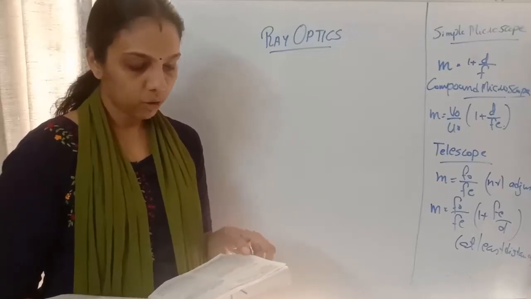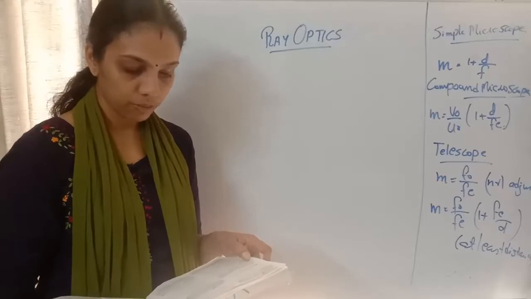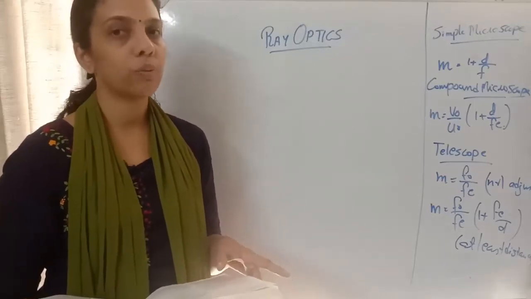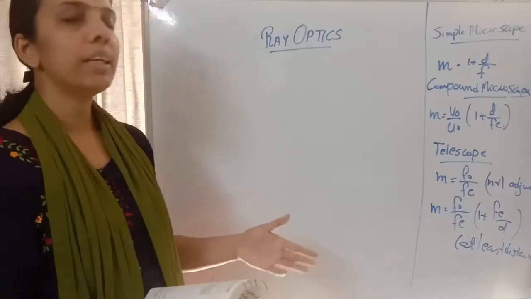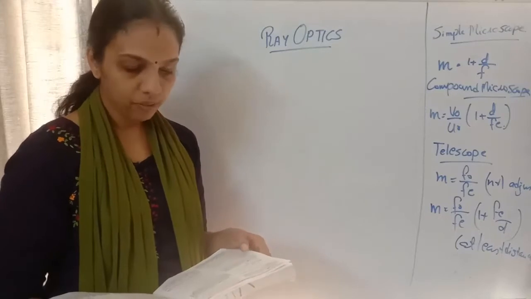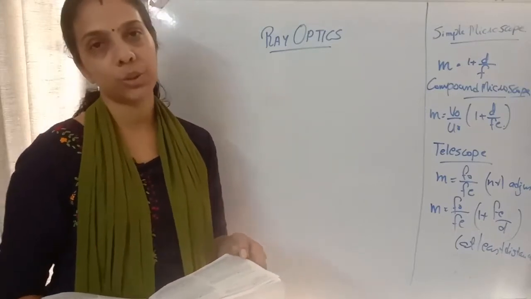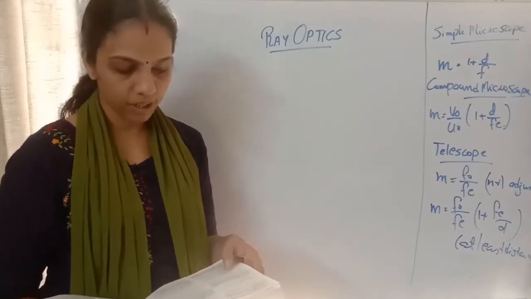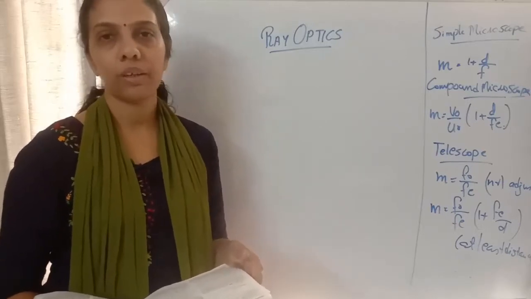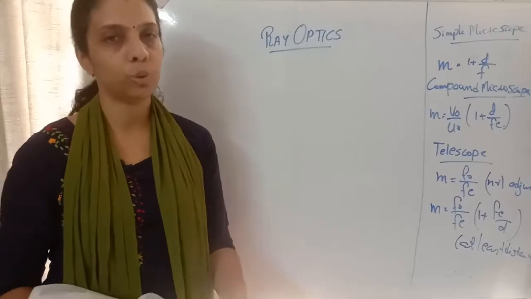Find the position of the object relative to the objective. That means we should find out the value of UO. FO is given, FE is also given, and apart from these values, the magnification is also given as 30. So how can we find out UO?